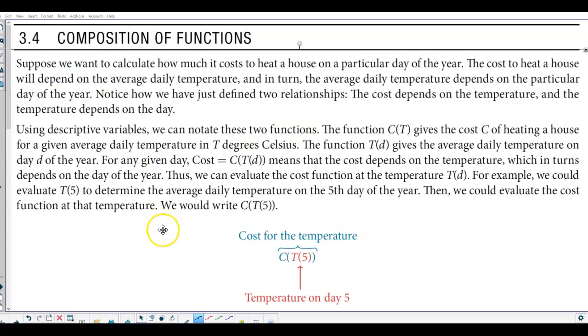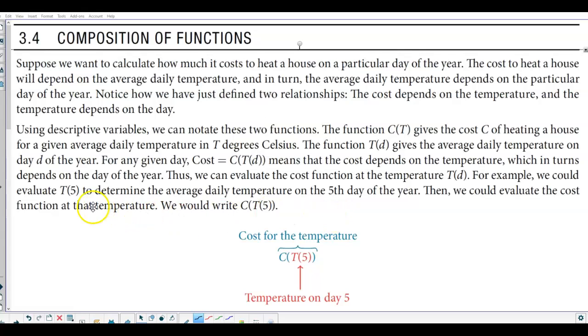Now, using descriptive variables, we can notate these two functions. The function c of t gives the cost c of heating a house for a given average daily temperature in t degrees Celsius. Now, the function t of d gives the average daily temperature on the day d of the year. Now, for any given day, the cost is going to equal the cost of the function t of d, which means that the cost depends on the temperature, which in turn depends on the day of the year. Thus, we can evaluate the cost function at the temperature t of d.